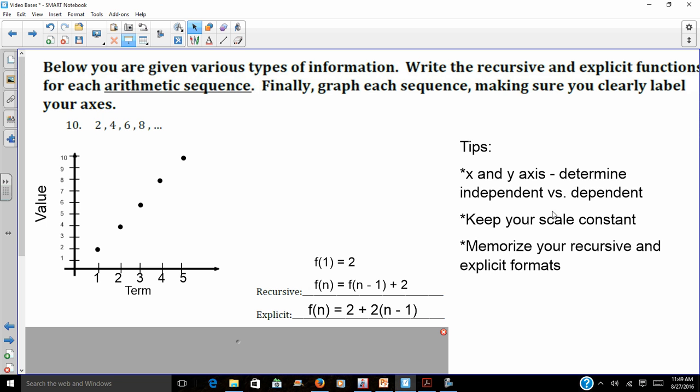So, a couple of tips again. Determine that independent versus dependent variable. Make sure you label your x and y axis carefully. Keep your scale constant, especially on the y axis so you can see the growth accurately, and memorize those formulas.